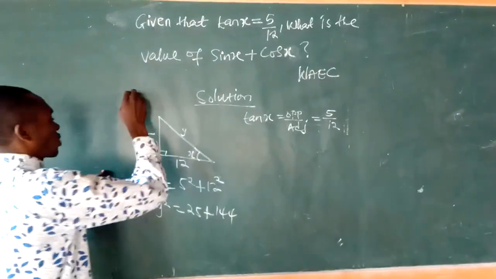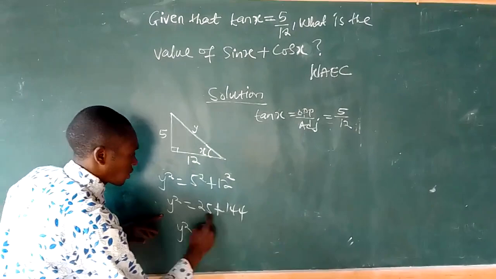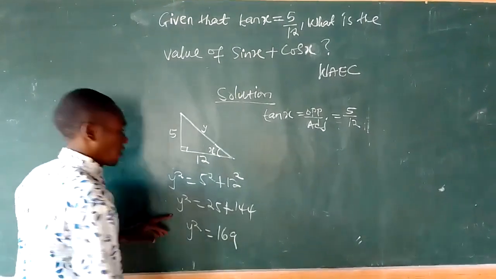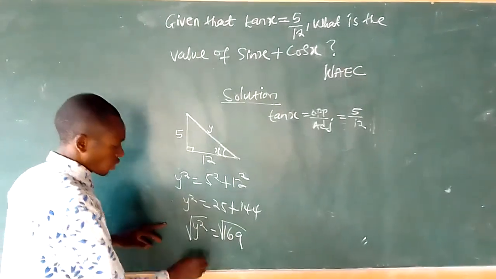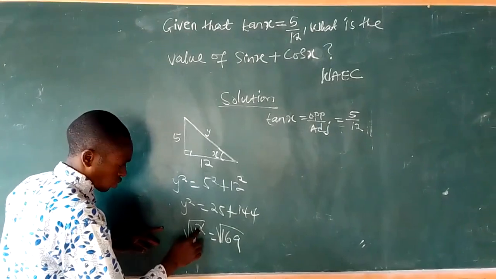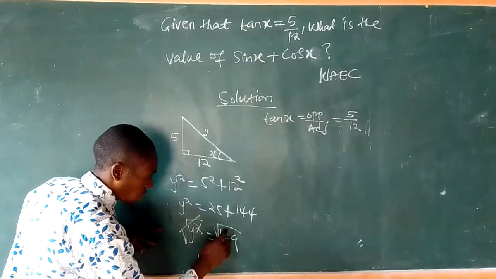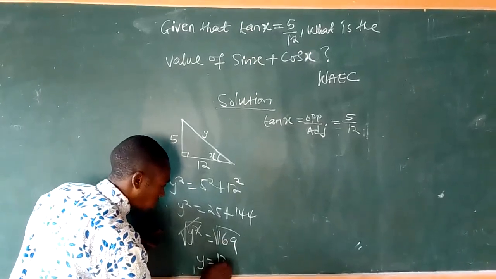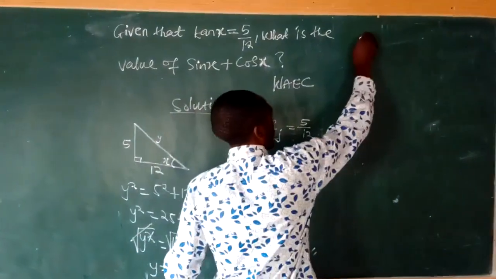Now when we sum this together, we're going to have 169. And the next thing, we take the square root of both sides. If we take the square root of both sides, this square will cancel the square root. So we now have y equals the square root of 169, which is 13. So our shape now is like this.